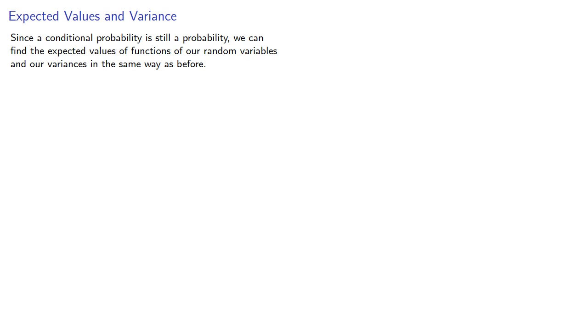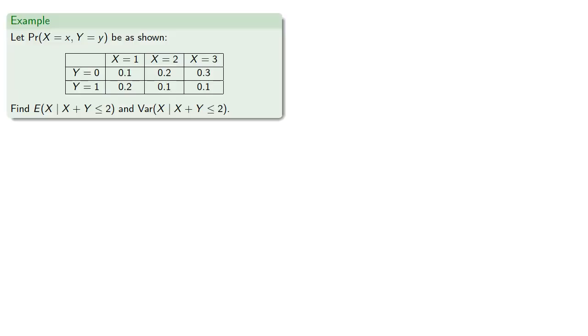Since a conditional probability is still a probability, we can find the expected values of functions of our random variables and their variances in the same way as before. We just have to include all of the relevant probabilities. So let's have a table of probabilities first.